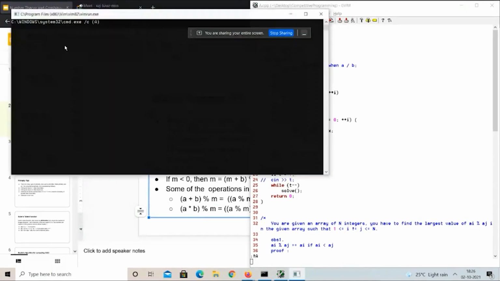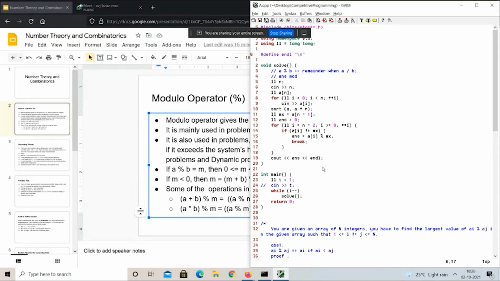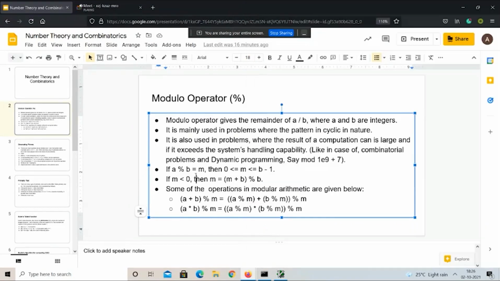Now let's take some array that has repeating numbers. What if every element is the same? We get 0 as the answer, because the largest value is always going to be the same as the smallest. So the answer will be 0. So this is the first problem to understand this.